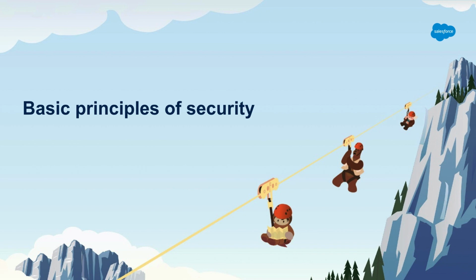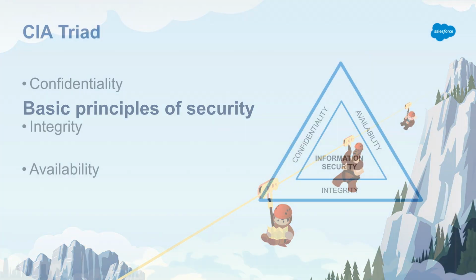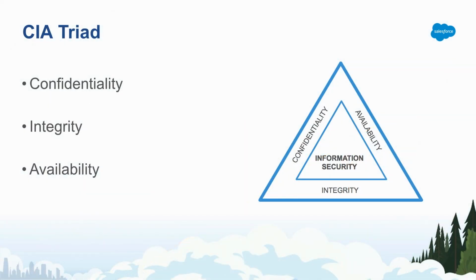Before we get into Salesforce security in general, let's cover basic principles of security. We'll cover 3 principles here. The first is the CIA triad. The 3 pillars of security are confidentiality, integrity, and availability. Let's cover these 3 quickly. Confidentiality means that whatever data is sensitive to you is secure, and people who should have access to that information are able to access it.